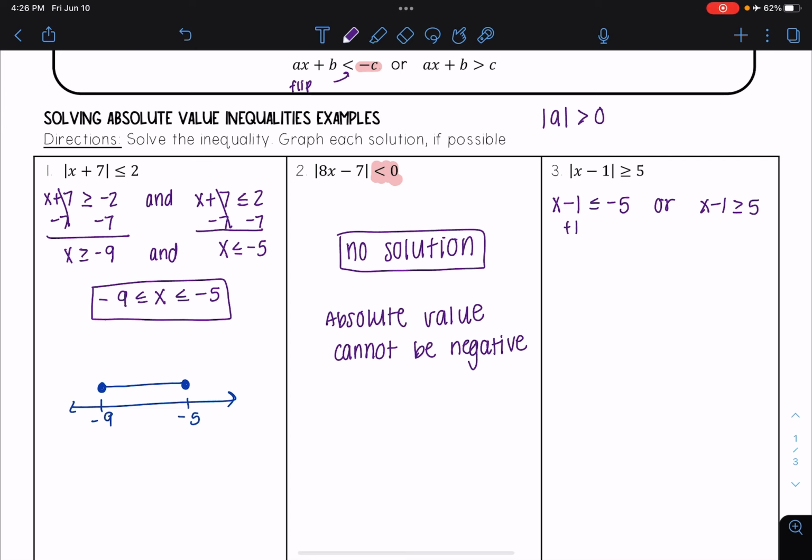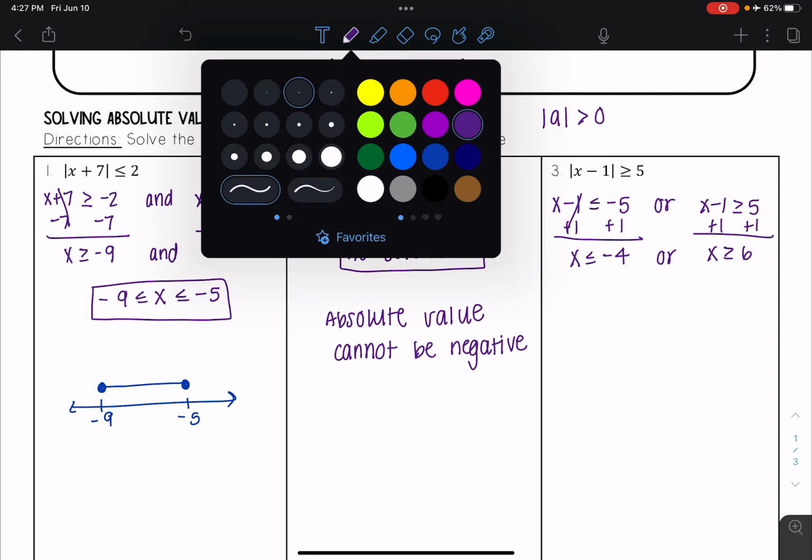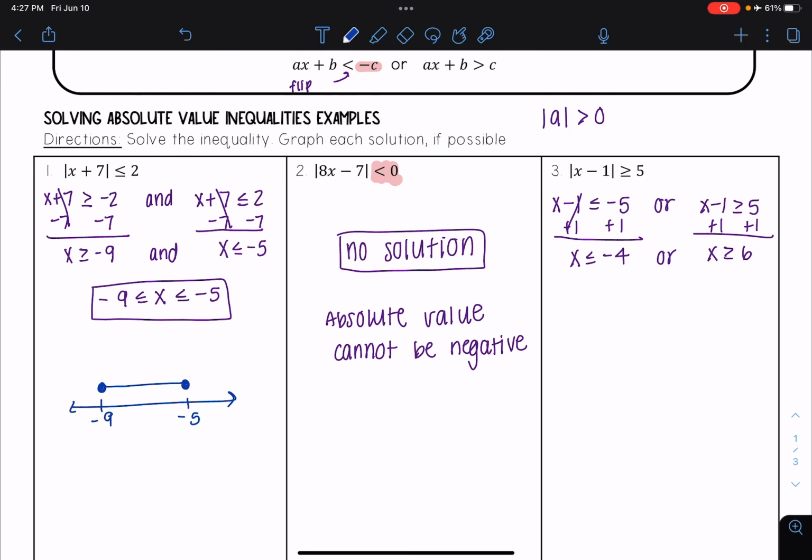Solving this first one, I'm going to add 1 to both sides. And I get x is less than or equal to negative 4. Add 1 to both sides. And I get that x is greater than or equal to 6. And so now, graphing that, I have greater than or equal to, so it's going to be closed circles. The first one is less than or equal to negative 4, so I'm going to draw my arrow pointing to everything less. The second one is greater than or equal to 6, so I'm going to draw my arrow for everything bigger.